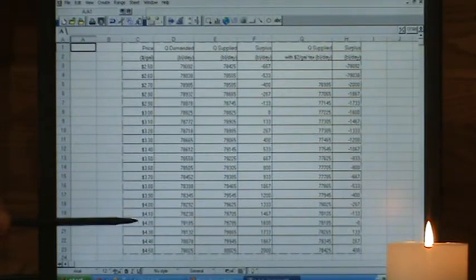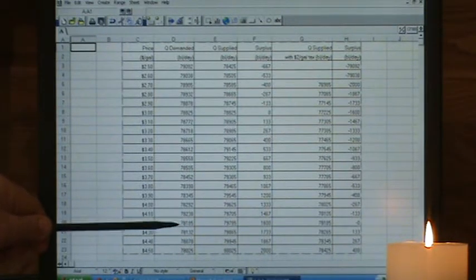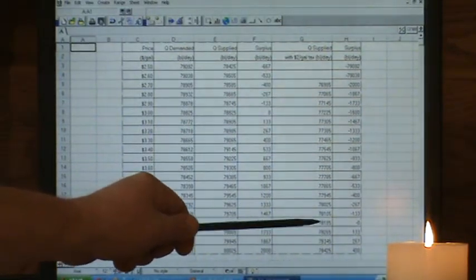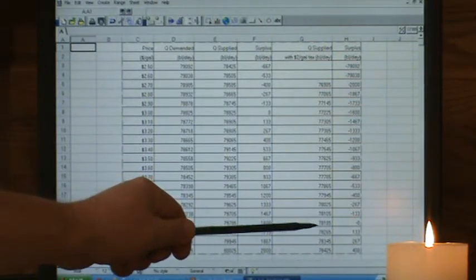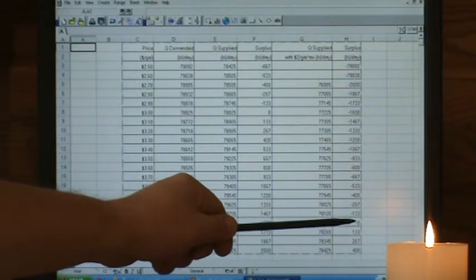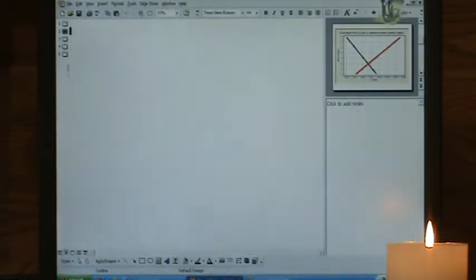And we see at $4.20 per gallon, consumers have cut back their consumption to 78,185 barrels per day. And in fact, going over here, the tax column, we see suppliers are willing to bring that same 78,185 barrels per day to the marketplace. And again, there's neither a surplus nor a shortage. Let's have a look at that graphically.